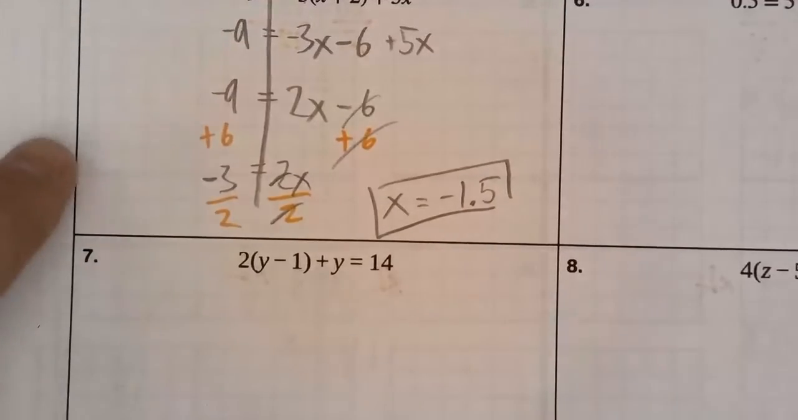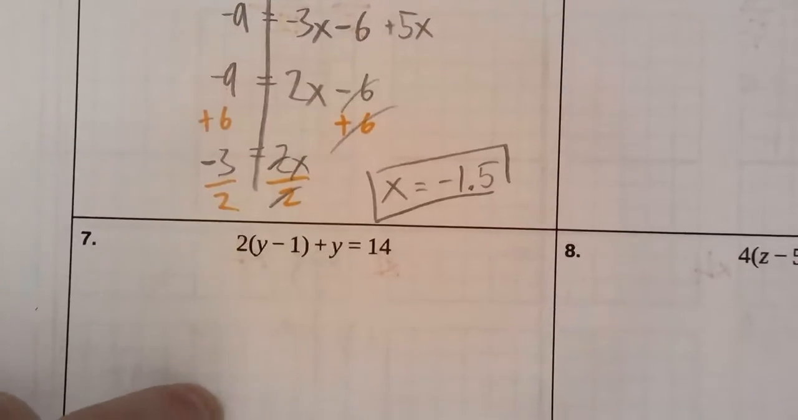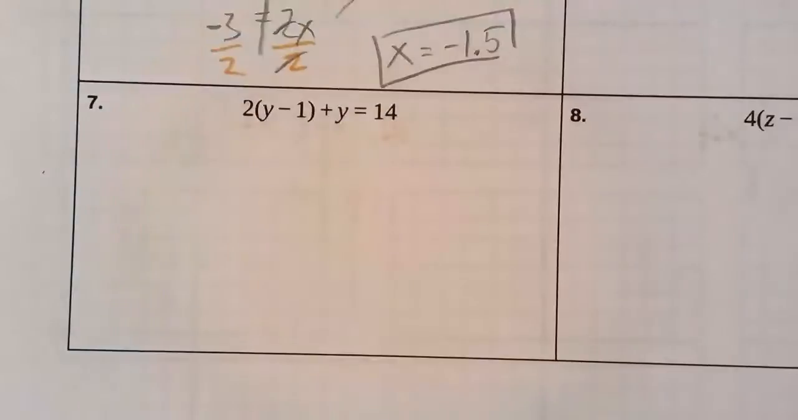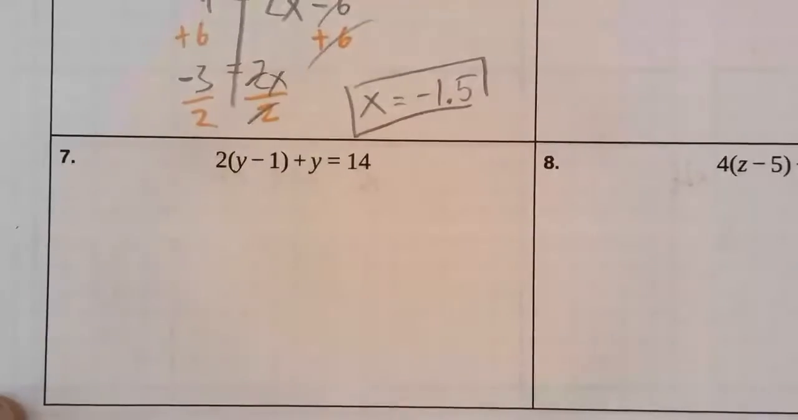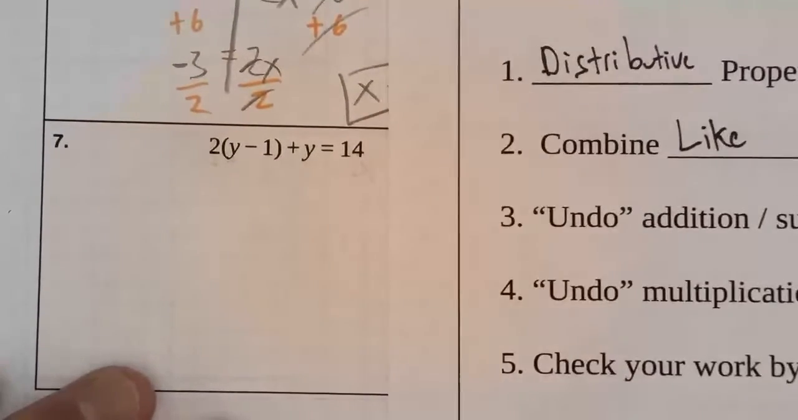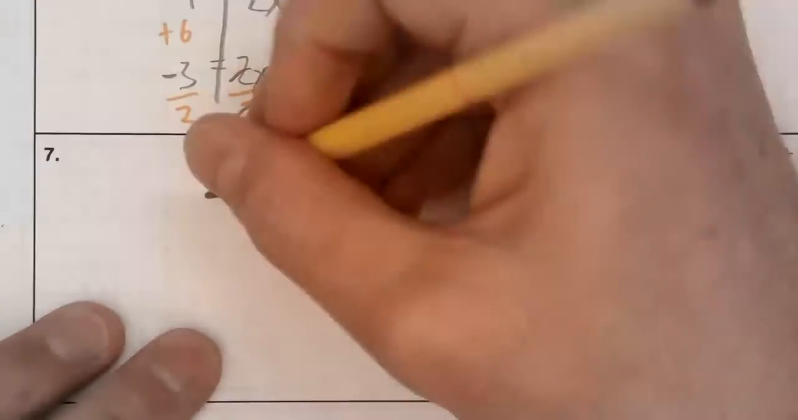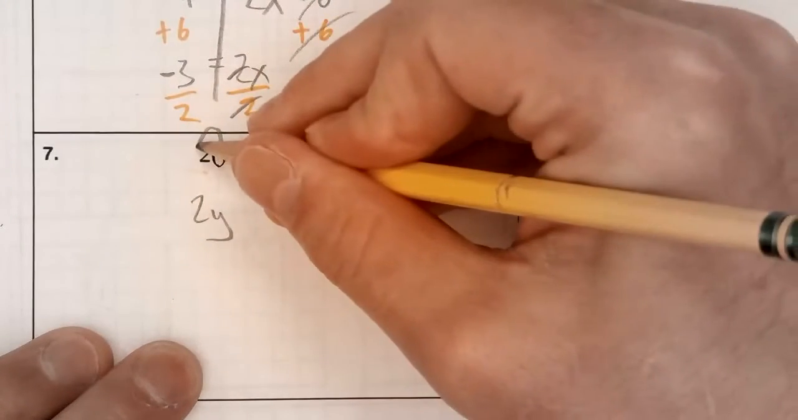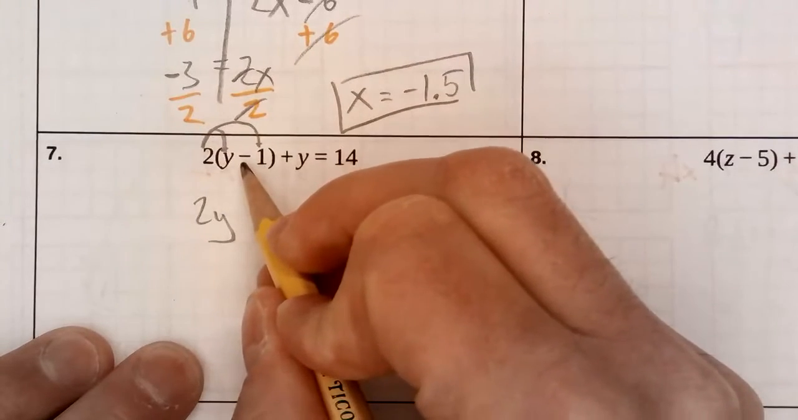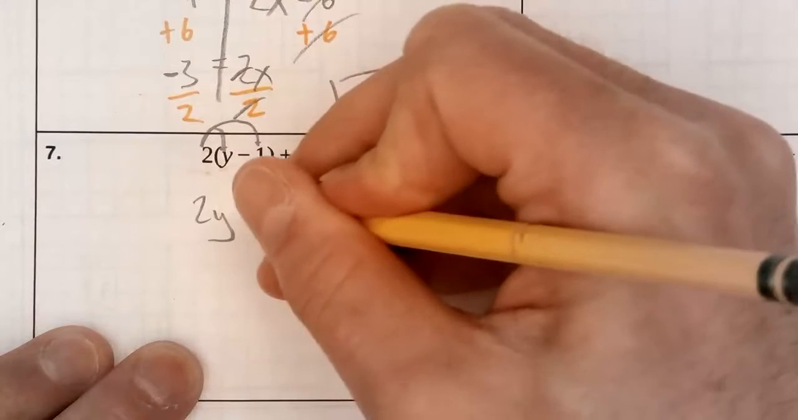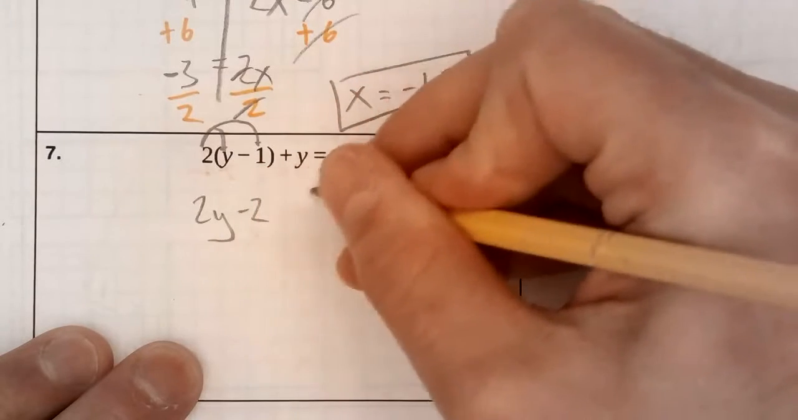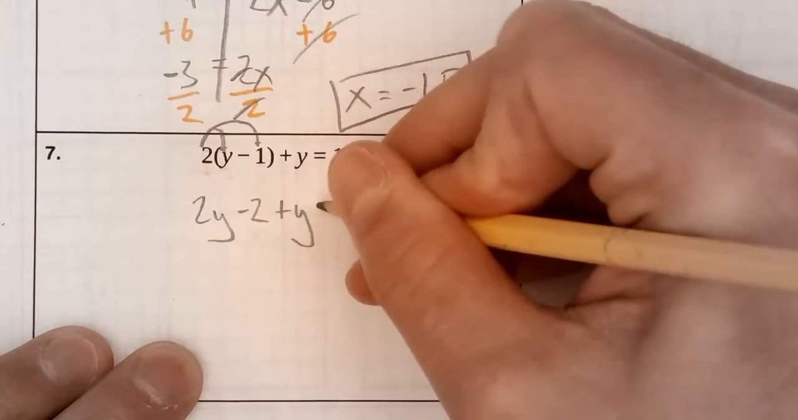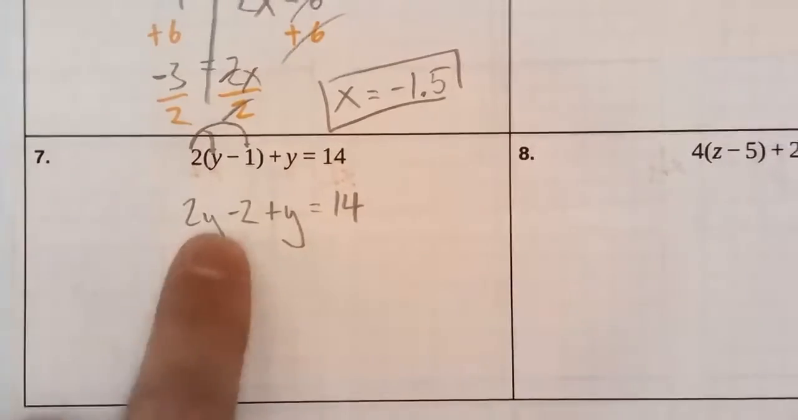Okay, I'm going to go ahead and do number 5 with you as well. And then 6 and 8 will be yours to try on your own. So my steps, I'm going to go distributive property. 2 times y is 2y. 2 times 1 is 2, but that's a subtraction sign. So I'm going to say minus 2. Plus y equals 14. So I just did the distributive property.